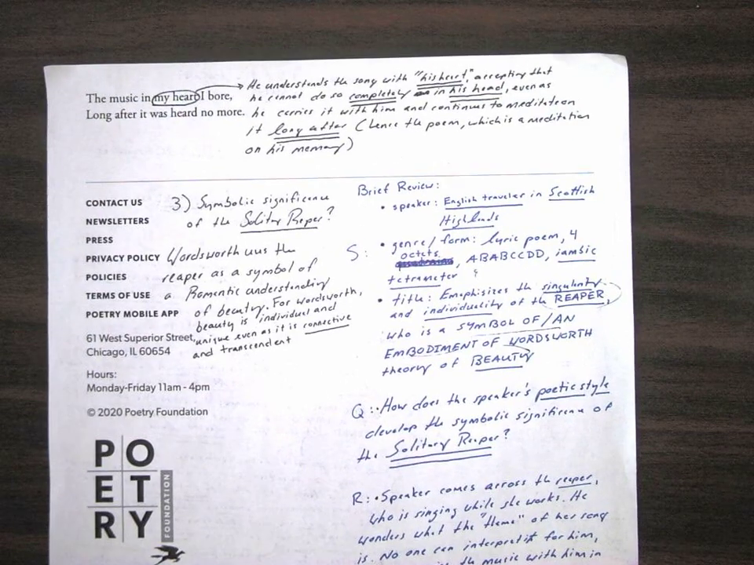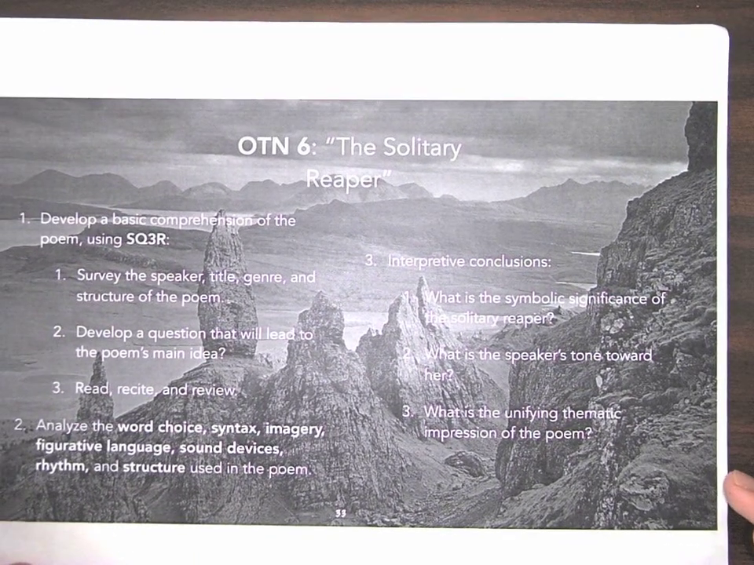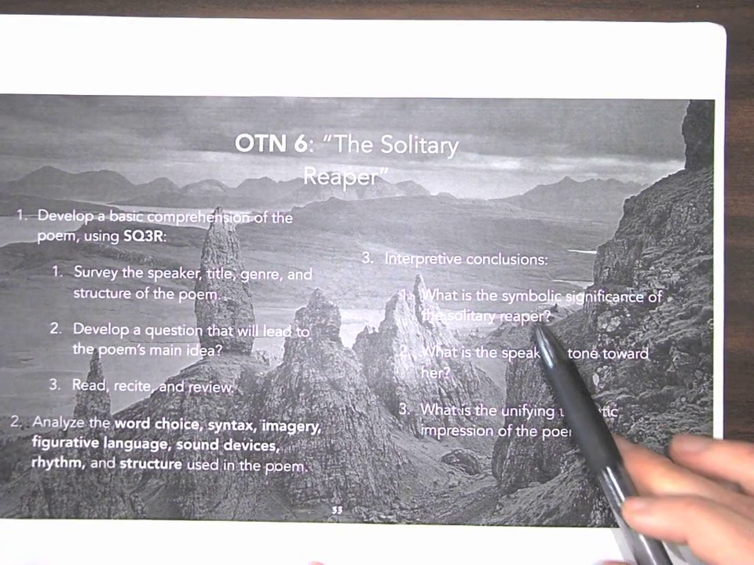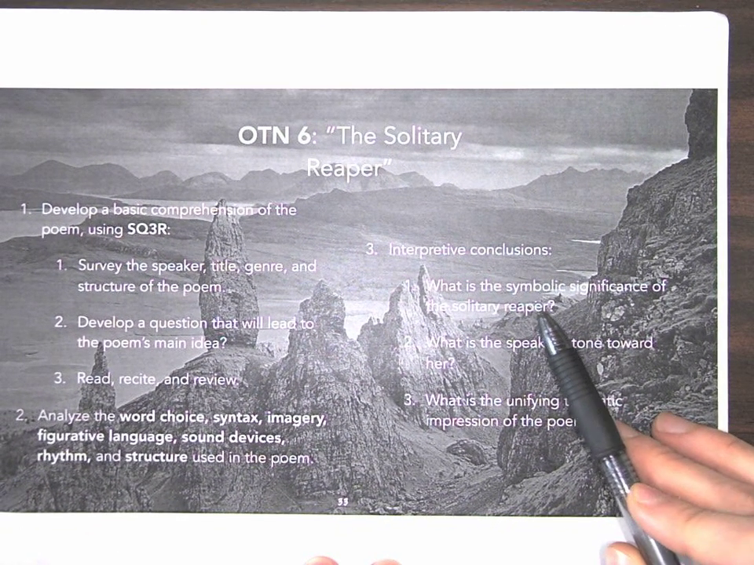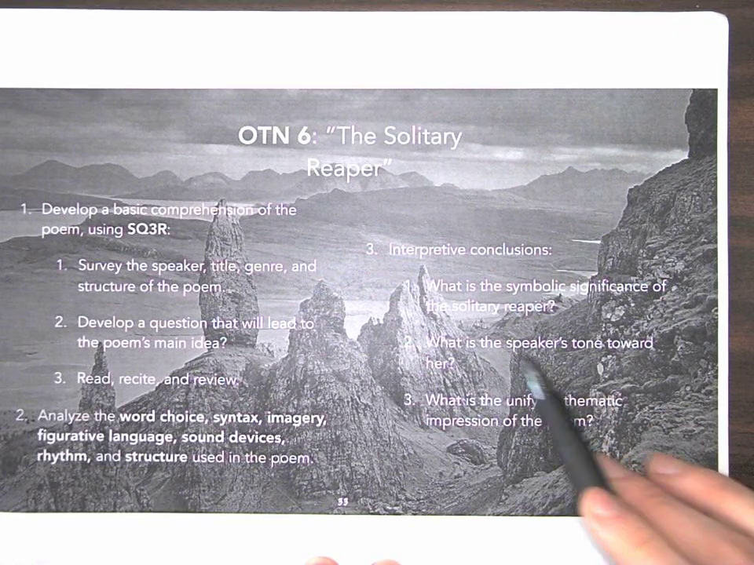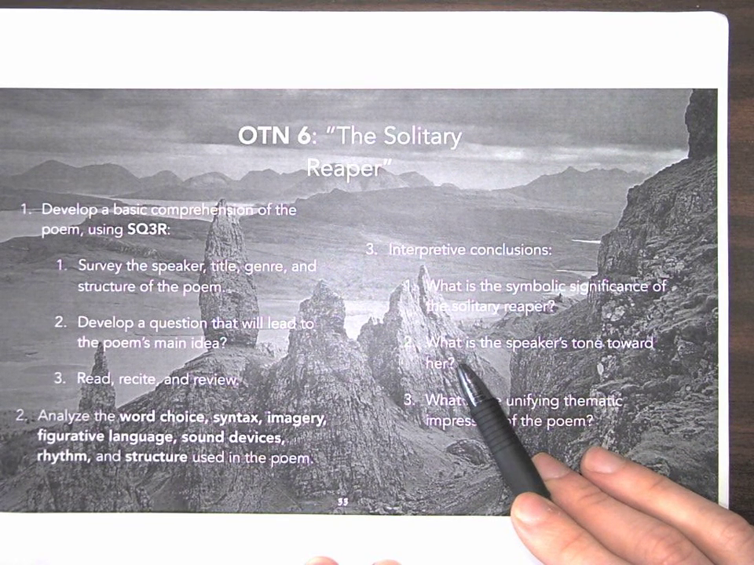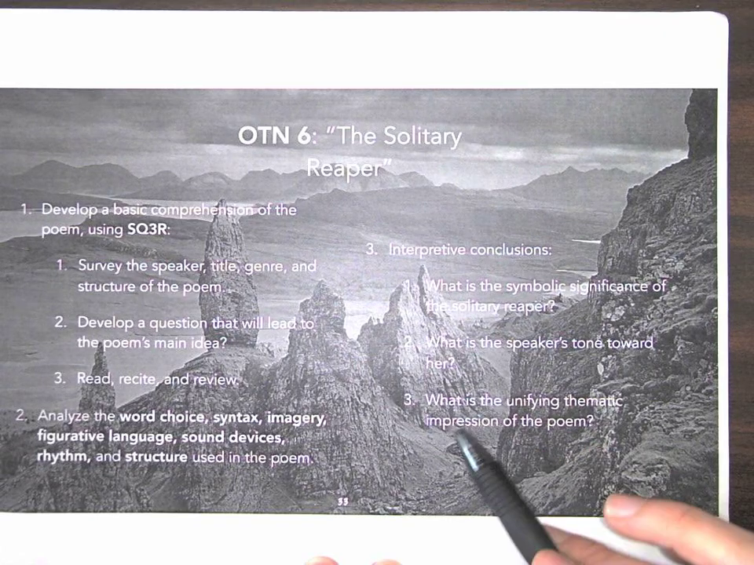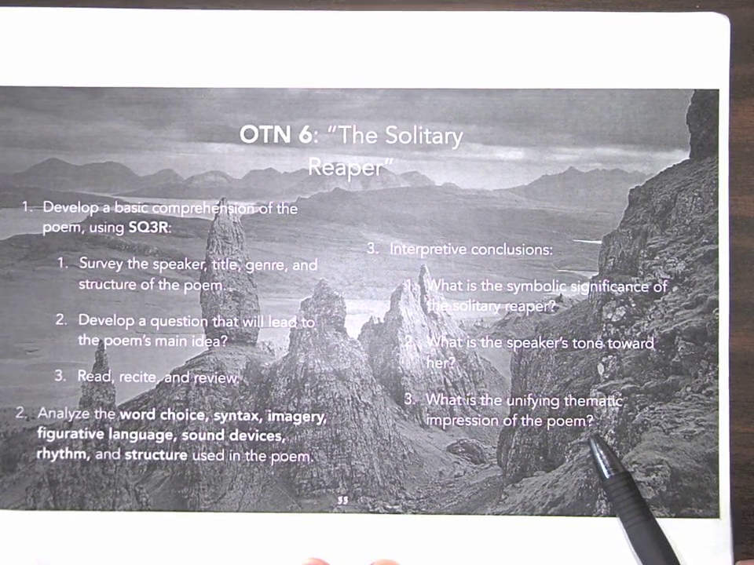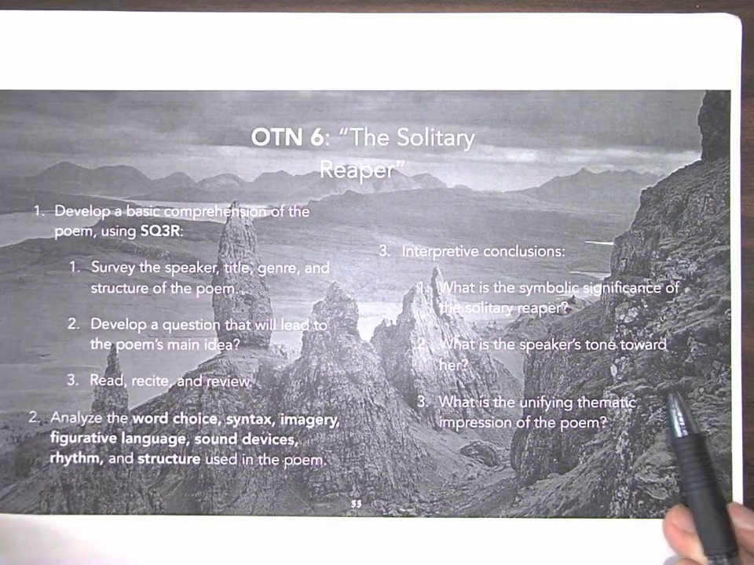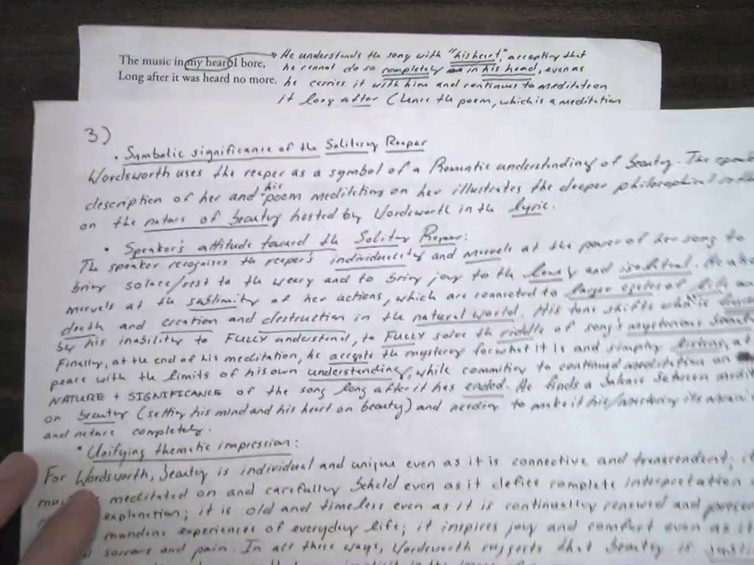So, after analyzing the text of the poem, we have some questions that we need to answer. First, what is the symbolic significance of the solitary reaper? What does she symbolize? What is the speaker's tone toward her through the course of the poem? How does it develop? And finally, what is the unifying thematic impression of the poem as a whole? Okay? Well, let's answer those questions together.